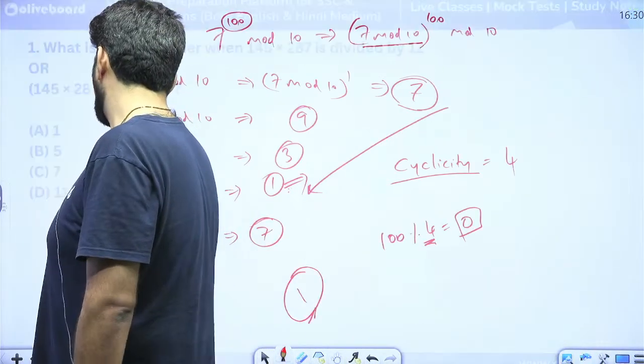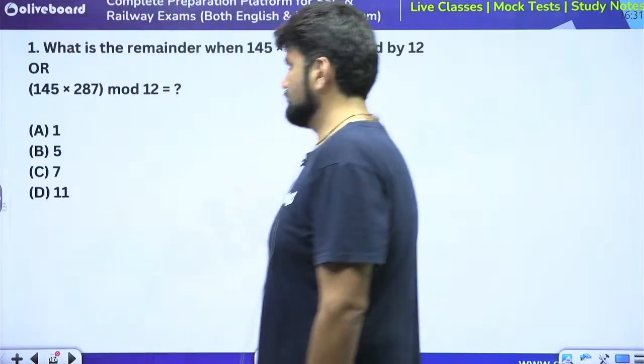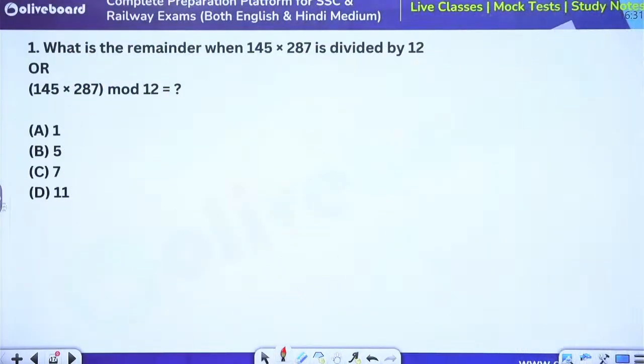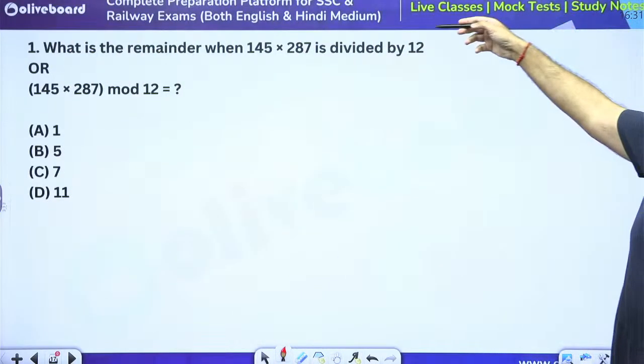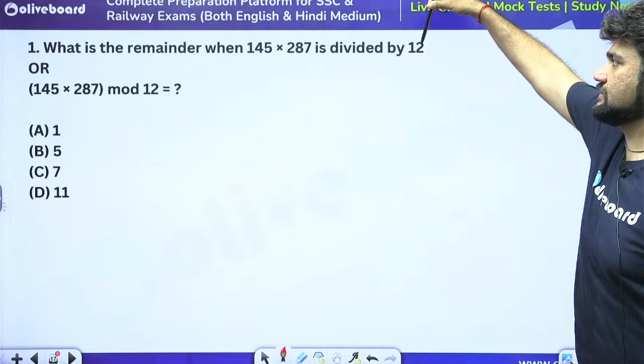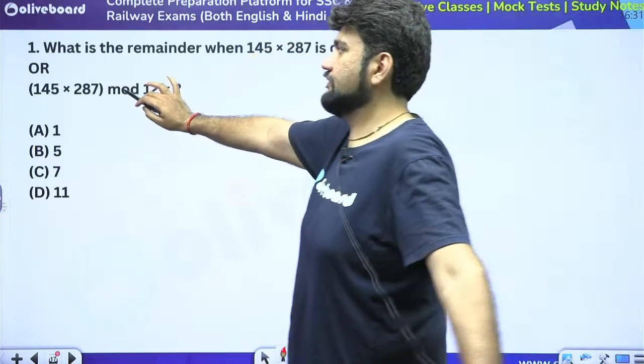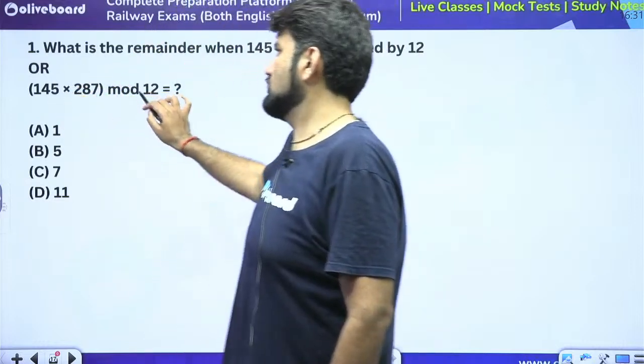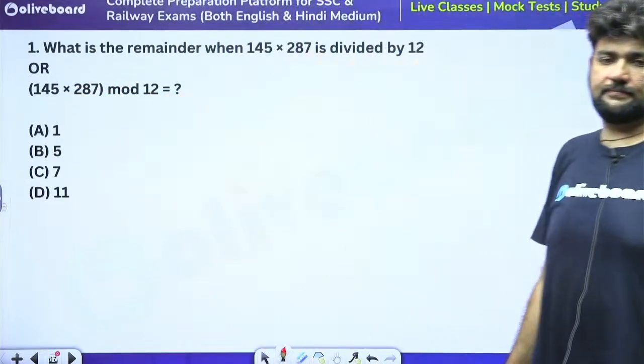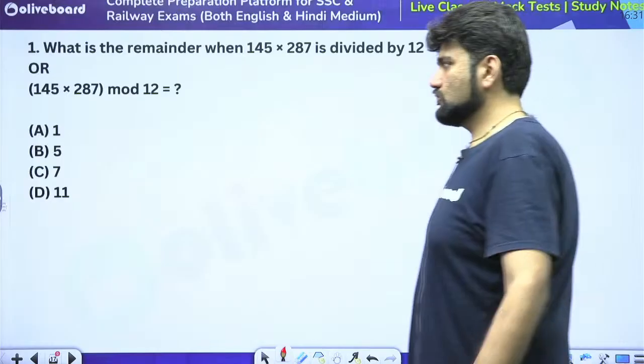Now let's proceed to some practice questions. So try this. Now this is the text form of your question: what is the remainder when 145 into 287 is divided by 12? Or this is the mod form of your question. They will ask you like this: 145 into 287 mod 12. What is the answer?